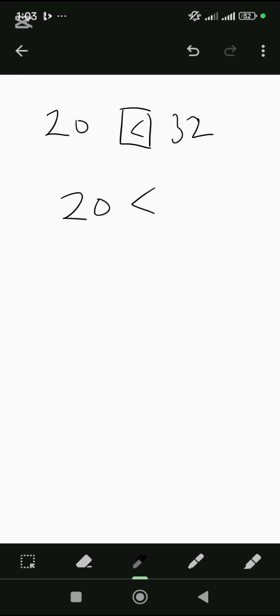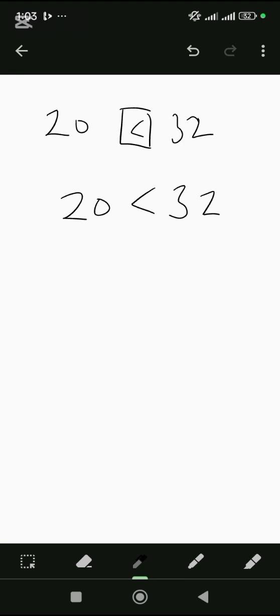So if we have 20 and we are asked to compare with 32, we can clearly see that 20 is less than 32. We'll just do this. Okay, this simply means less than 32. Okay, the bracket there is just showing the square there. It's just telling us there's an empty something there. Okay, so this is how we compare numbers.